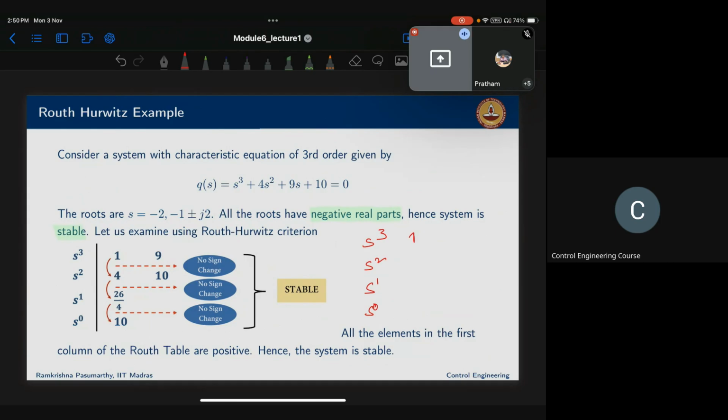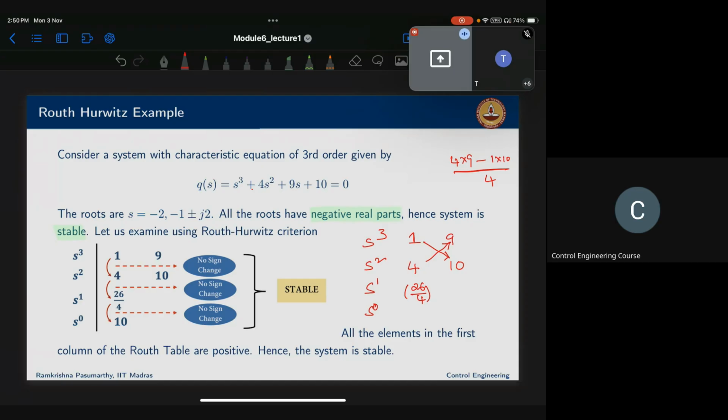So the terms are, first one is coefficient 1, second one 4, then 9, 10. You can see that. Now this term, what do we do? So 4 multiplied by 9 minus 1 multiplied by 10, divided by 4. So that will be 26 by 4.